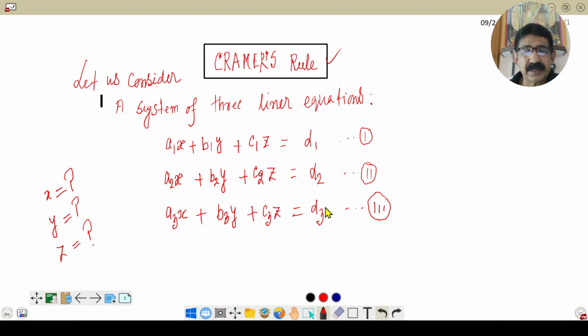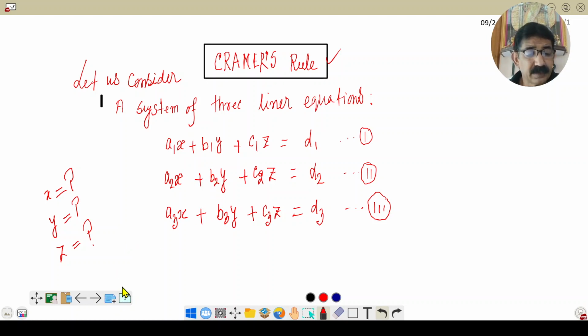And as the students are eager to know about Cramer's rule, and they have requested to discuss the law, so I am discussing the fundamental principles of Cramer's rule.